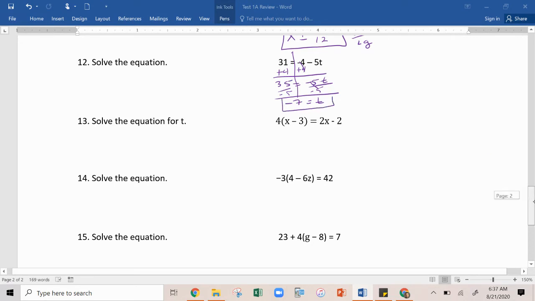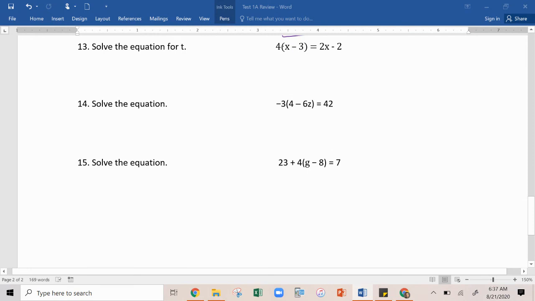Okay, number 13, almost done. Number 13, you're going to distribute the 4. Here's my line. So I'm going to get 4x. 4 times negative 3 is negative 12 equal 2x minus 2. Now remember, a lot of people will do the 4x, and then they just write down negative 3. You've got to multiply that 4, distribute it to both.